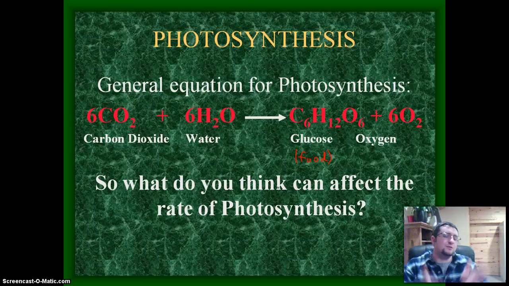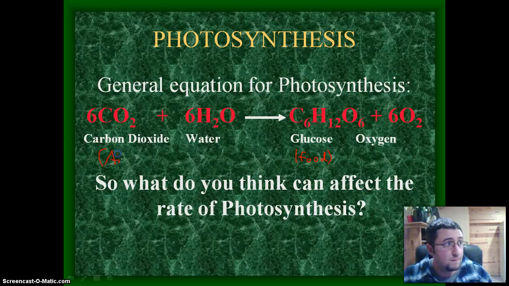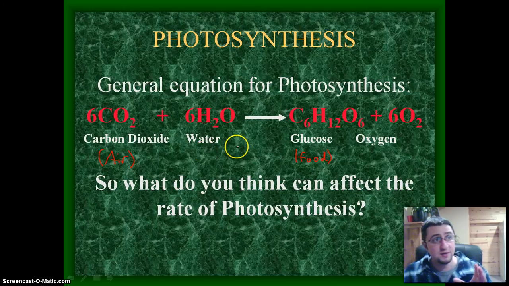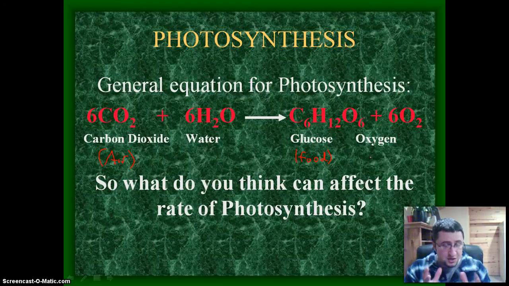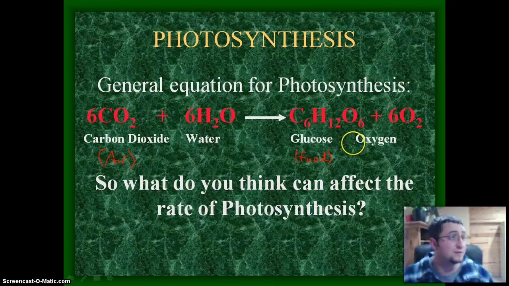What do you think affects the rate at which plants photosynthesize? That's a good question. So let's go ahead and review. We get carbon dioxide coming in from the air, reacting with water from the roots to make food and oxygen. So ultimately, what is controlling that reaction? How much light there is. So what do you think can affect the rate of photosynthesis? The intensity of the light.